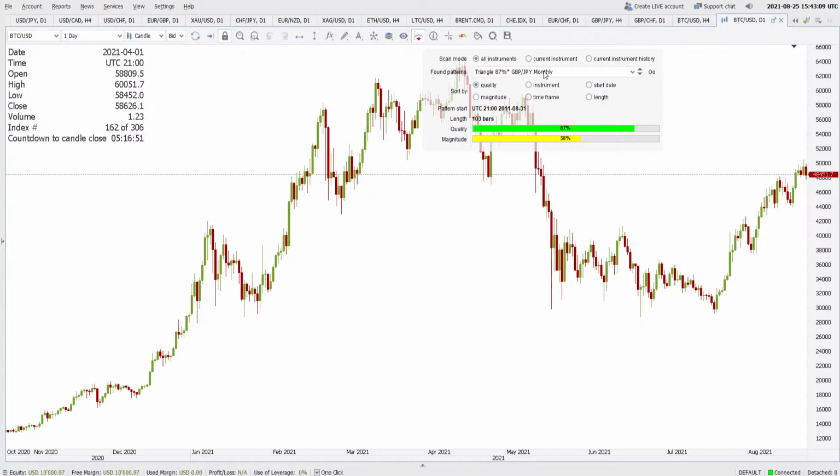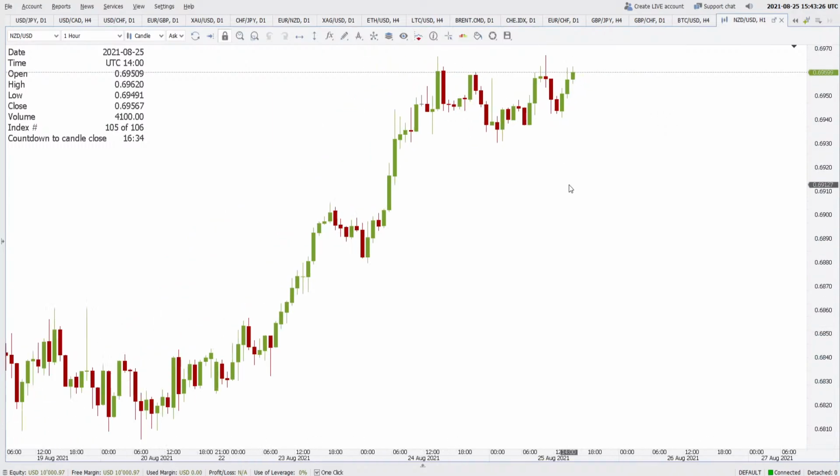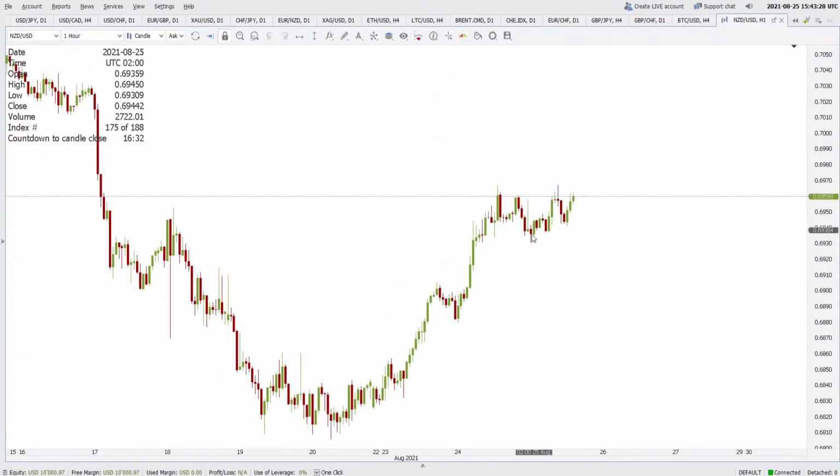This tool can be very effective if you take this. I think on the hourly, if you see a double top on the New Zealand, magnitude is less. That means it is not yet made, but the quality is good. So let us see what it shows. So you see, I want to close it now. So this is a formation of a double top already.